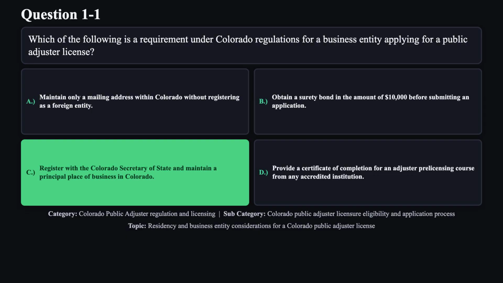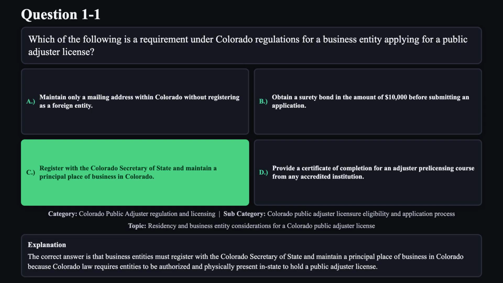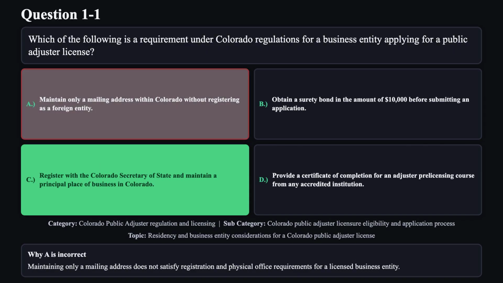The correct answer is C. The correct answer is that business entities must register with the Colorado Secretary of State and maintain a principal place of business in Colorado, because Colorado law requires entities to be authorized and physically present in state to hold a public adjuster license. Reason A is not correct.